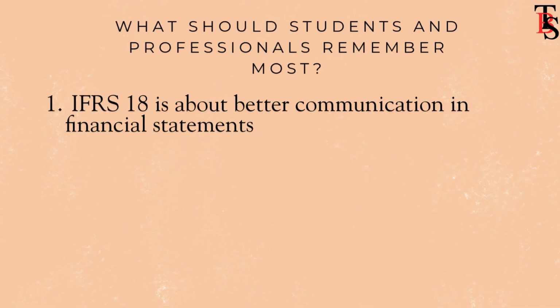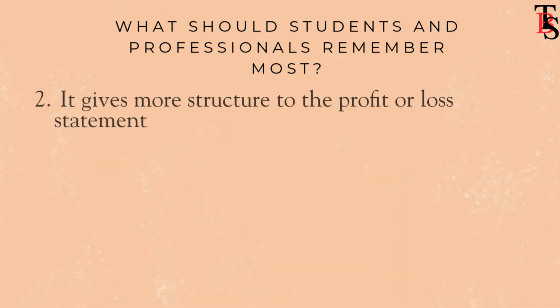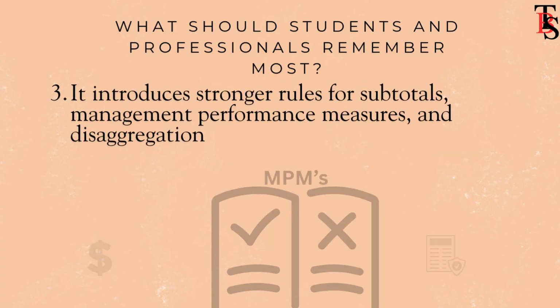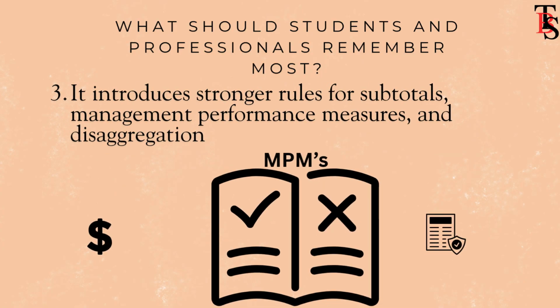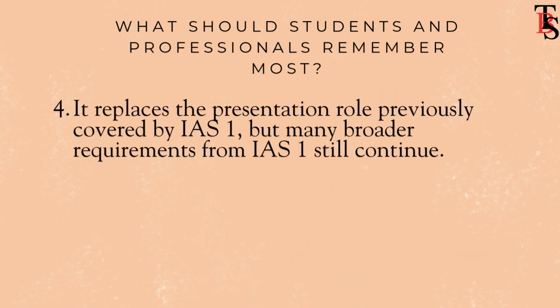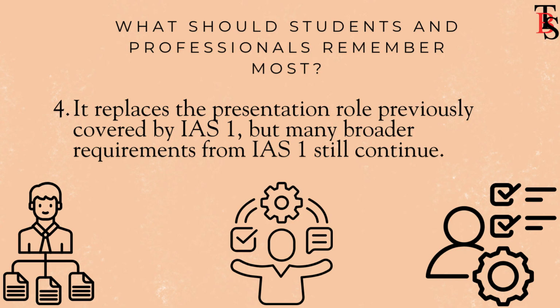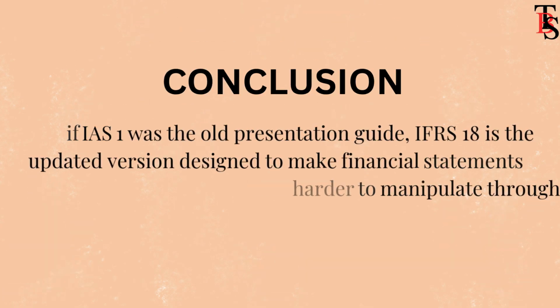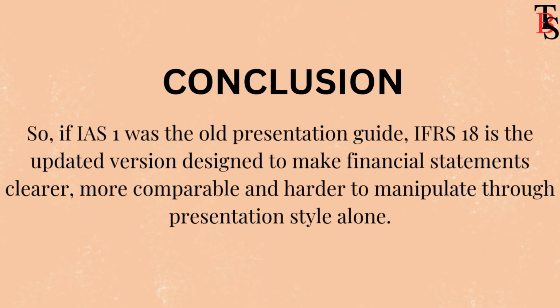What should students and professionals remember most? Number 1. IFRS 18 is about better communication in financial statements. Number 2. It gives more structure to the profit or loss statement. Number 3. It introduces stronger rules for subtotals, management performance measures, and disaggregation. And number 4, it replaces the presentation role previously covered by IAS 1, but many broader requirements from IAS 1 still continue. So, if IAS 1 was the old presentation guide, IFRS 18 is the updated version designed to make financial statements clearer, more comparable, and harder to manipulate through presentation style alone.